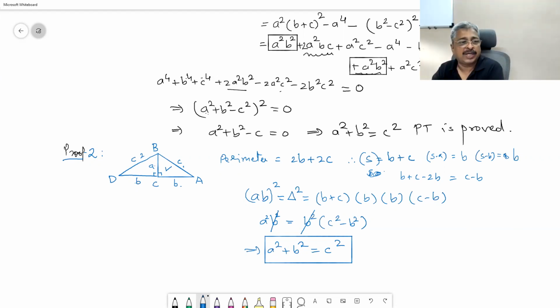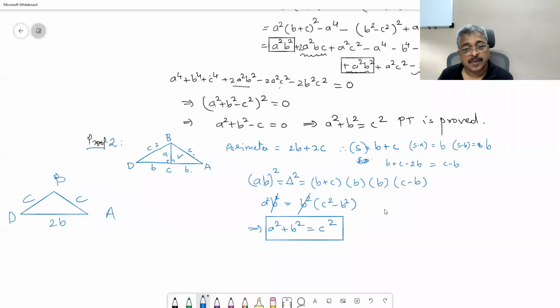I think Parth has also done it in a much better way using the ratio property of area and using Heron's formula. Again, some calculations are reduced. Good, very good. So I pause the video for you to understand this.